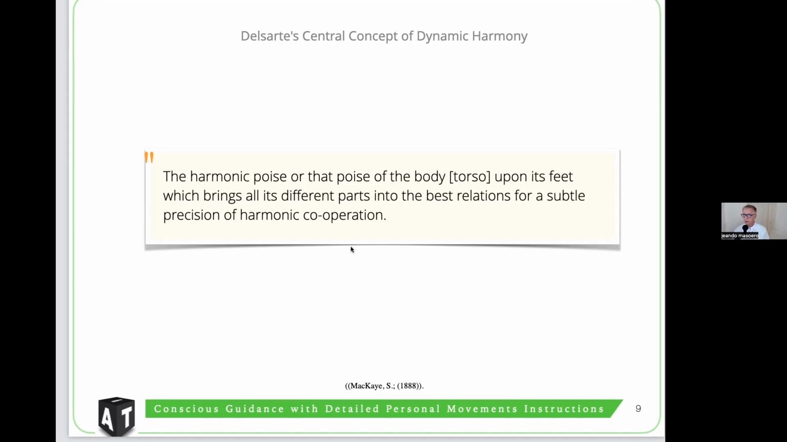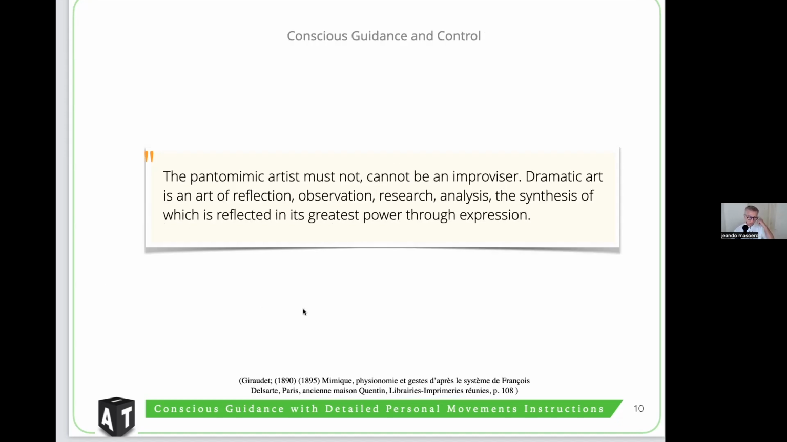And so the aim of Delsarte was to bring all the different parts in the best relation for a subtle precision of harmonic cooperation that is called poise, that is basically equilibrium. Equilibrium without any sort of use of shortening muscles, of in fact compressing joints. Imagine a different way to direct the mechanism, or he didn't imagine, he found a different way. And so that is obtained through work.